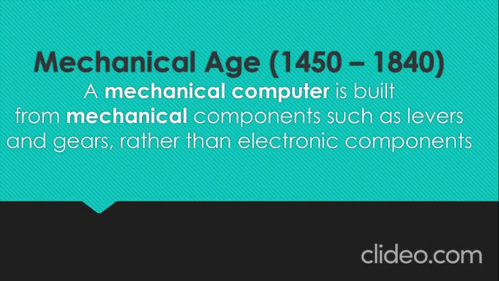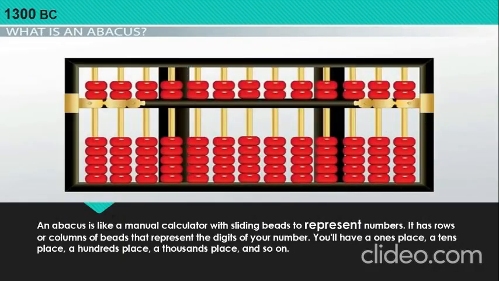Mechanical Age. A mechanical computer is built from mechanical components such as levers and gears rather than electronic components. Here are some examples of mechanical computers. Abacus. An abacus is like a manual calculator which was invented about 5000 years ago. This device allows users to make computations using a system of sliding beads arranged on a rack. Early merchants used abacus to keep trading transactions.